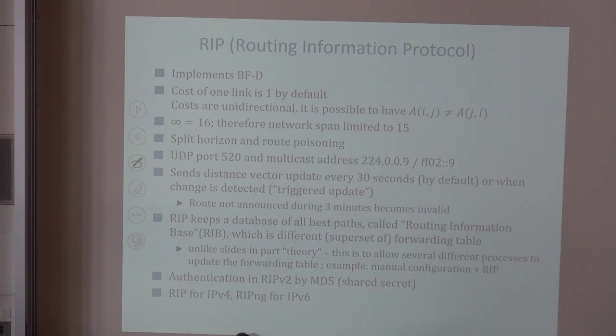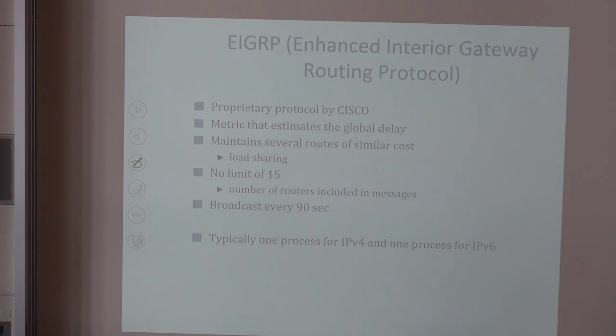RIP is not used in large enterprise networks, but is very, very frequently used in small networks. It's public domain and free. In enterprise networks, there are variants of RIP, and the most famous one is the latest version of EIGRP, which is EIGRP by Cisco. It has a large number of optimizations.